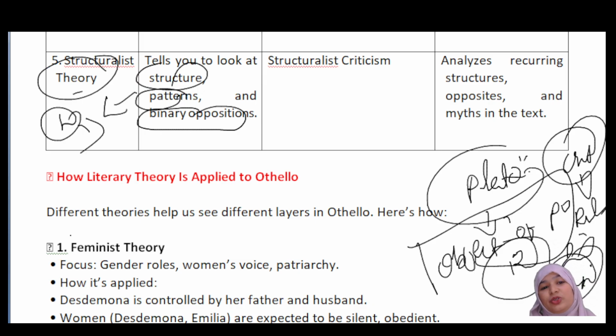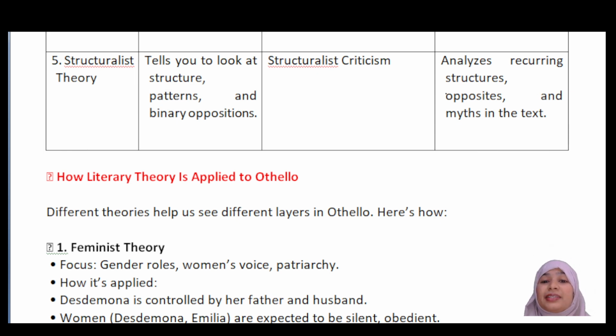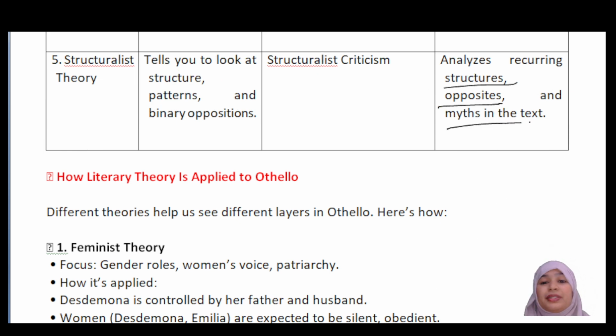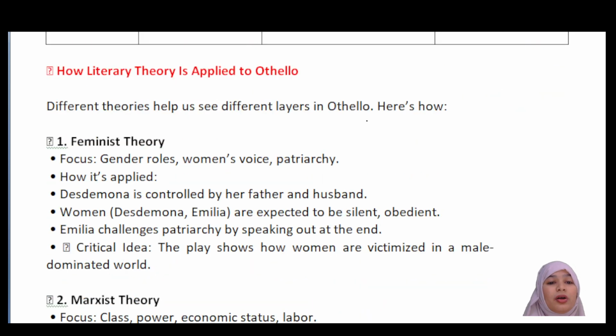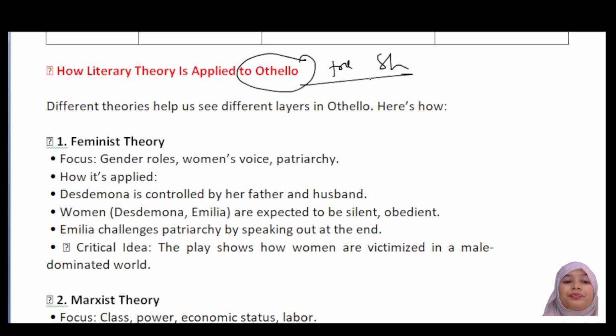Observing structural theory and how it is applied in criticism means analyzing recurring structures, opposites and myths in the text. This is what is called criticism. Let's begin, taking one work, the tragedy Othello by Shakespeare.